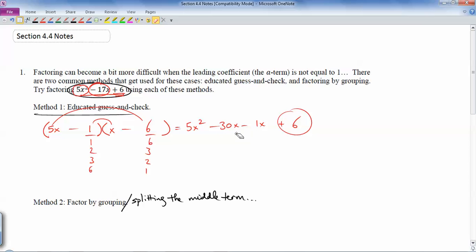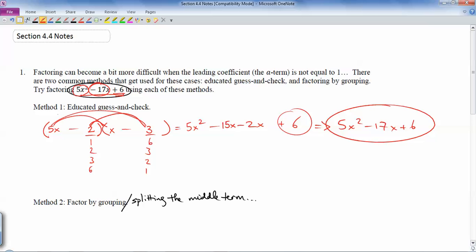So instead, you just kind of play around with your choices until you find what works. And it turns out the one that's going to work is if I put a 2 here and a 3 there, so negative 2 and negative 3. Then if I were to check it, I would get 5x squared for the first terms, negative 15x for the outer terms, negative 2x for the inner terms, and positive 6 for the last term. So then this would turn back into 5x squared minus 17x plus 6, which is what I want. So this is the factoring that I'm going for.